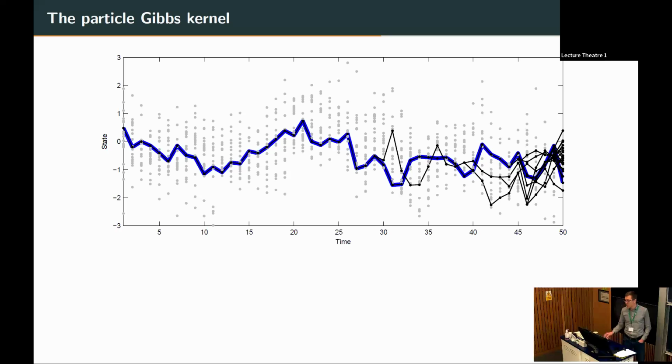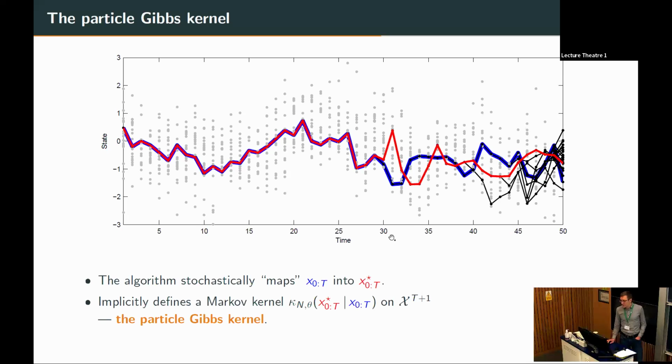The other trajectories can also interact with the blue trajectory in some way. They can coalesce with it at some point, and we see that happening here actually. And then at the end, we sample one of these black dots over here, and we trace the genealogy of that, and we get X star.